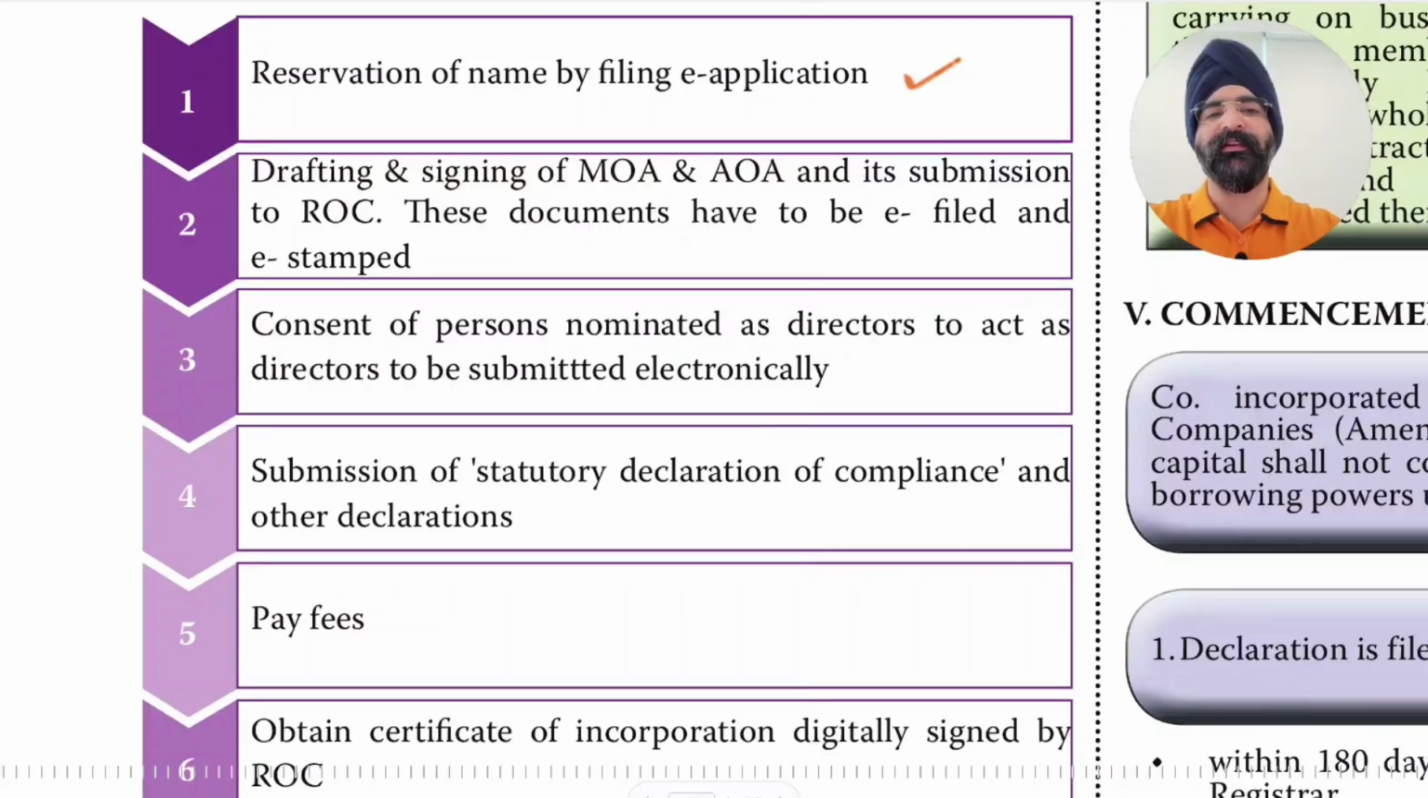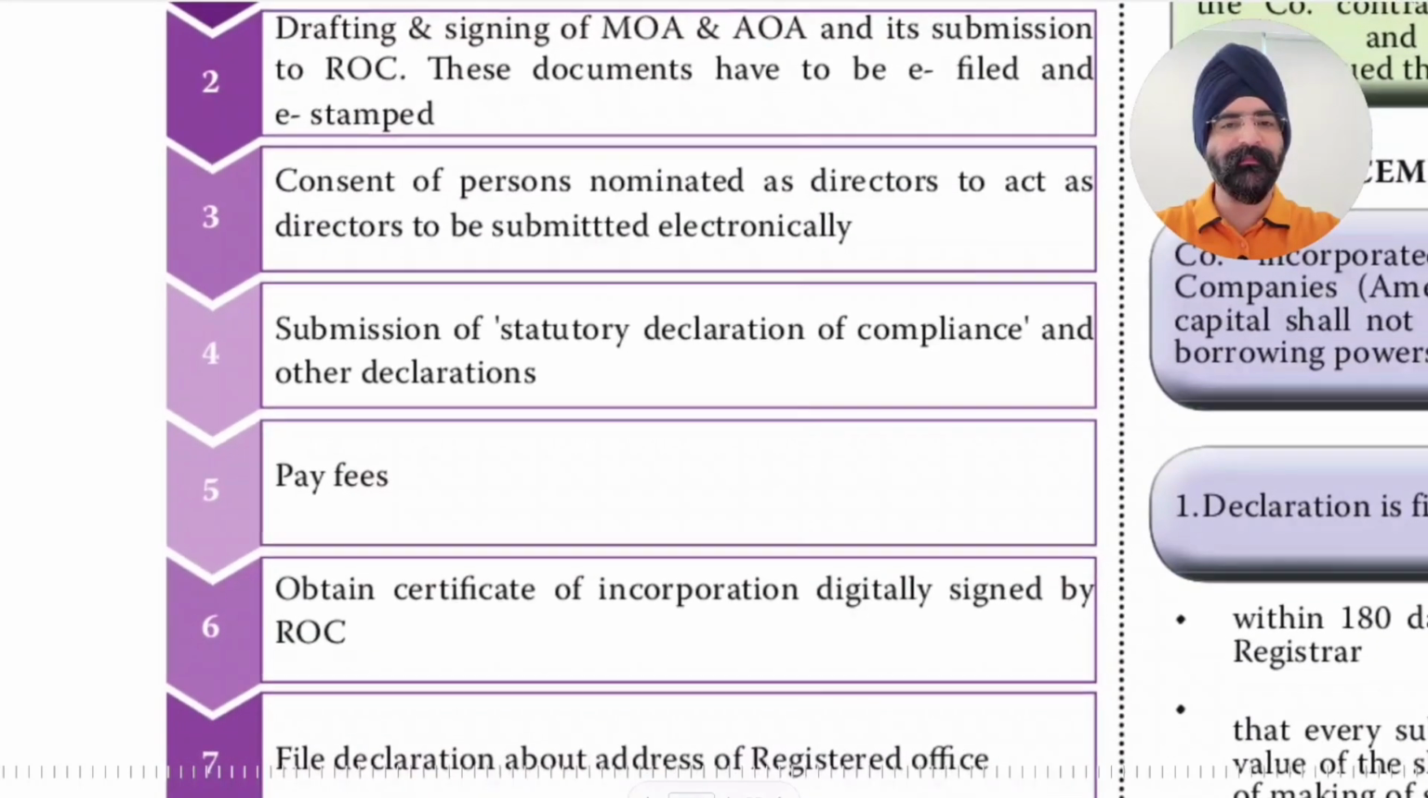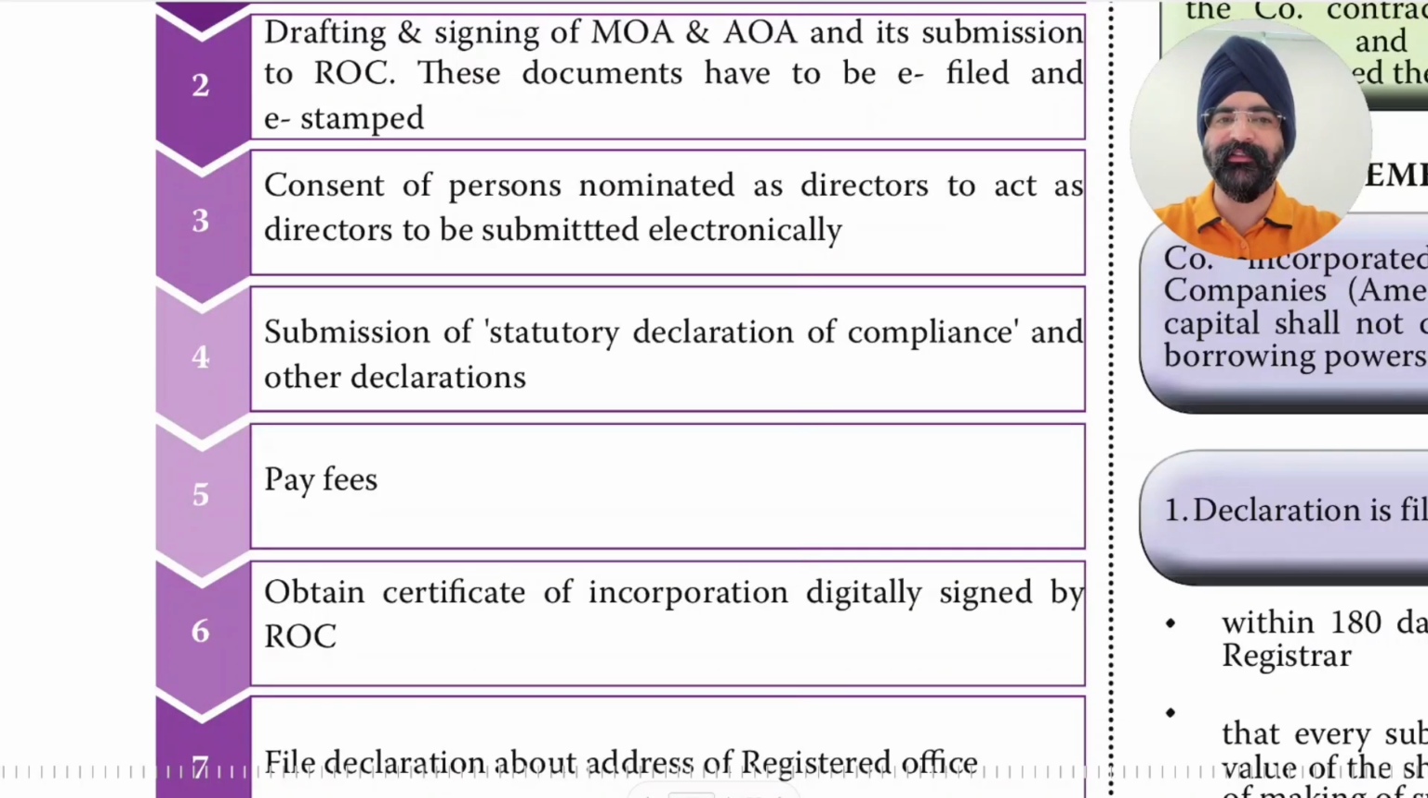Submission of statutory declaration of compliance and other declarations. What is a declaration? We are committing ourselves that yes, we have complied with the law. Yes, we have complied with all the requirements of incorporation. So when we commit that we have complied, and then if anything is found which appears to be not in compliance, then we are liable. So it is a declaration that we have ensured all the compliances.